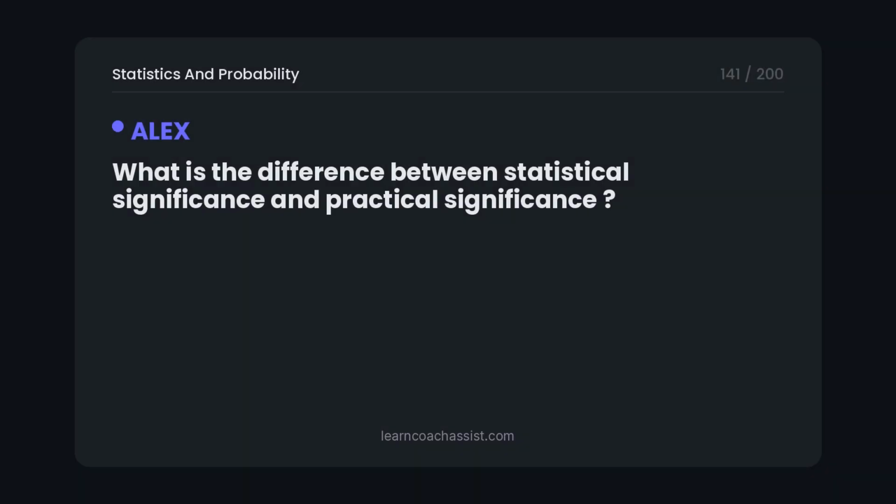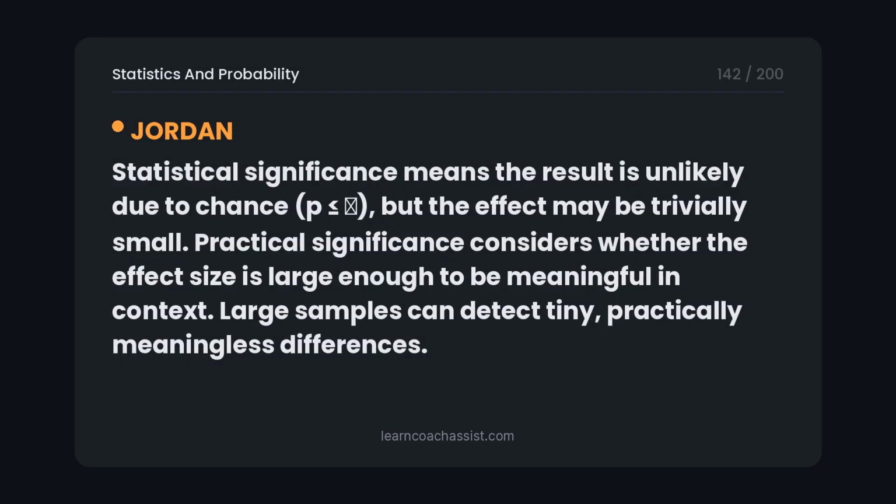What is the difference between statistical significance and practical significance? Statistical significance means the result is unlikely due to chance, p less than or equal to alpha, but the effect may be trivially small. Practical significance considers whether the effect size is large enough to be meaningful in context. Large samples can detect tiny, practically meaningless differences.